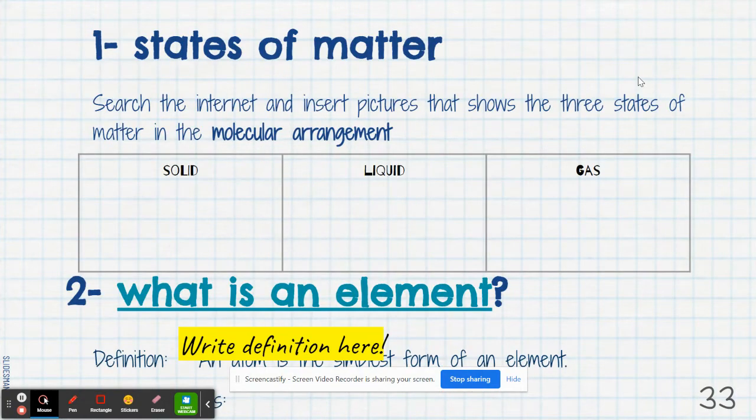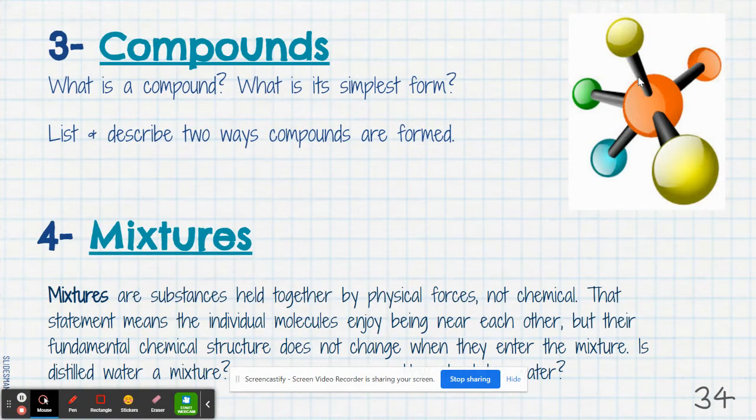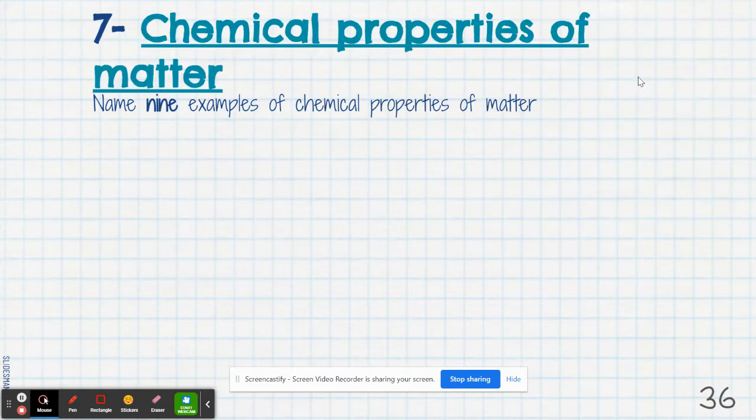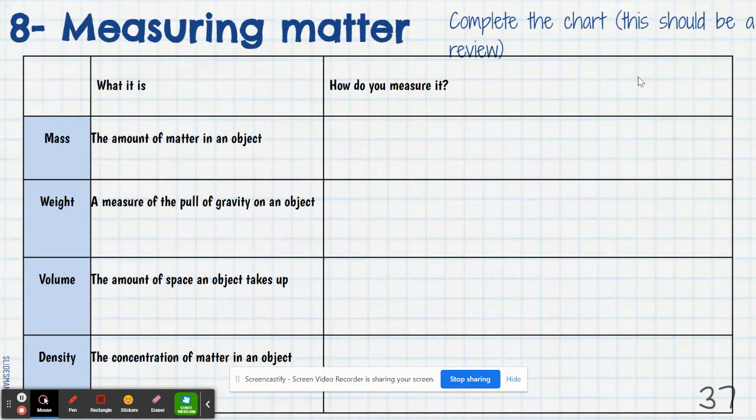Students are then going on a little bit of a scavenger hunt to find out information about the following topics: the states of matter, what is an element, information about compounds, mixtures, types of mixtures, physical properties of matter, chemical properties of matter, and then how we measure matter. You'll notice in your digital notebooks that some of these items are hyperlinked. So follow the hyperlink, go to the websites, and complete the scavenger hunt on your own. When you're finished, return to this video and see how you did. Again, please try this part by yourself.